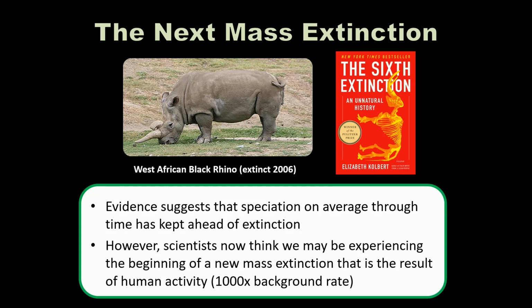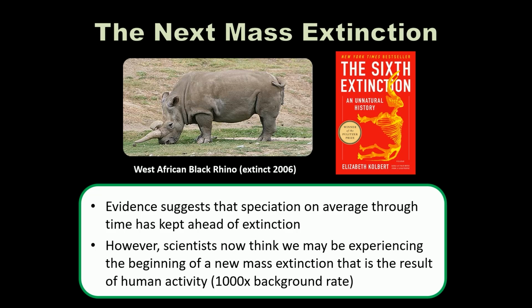Now, on each of these slides, I'm tossing in another endangered species or extinct species. This is the West African black rhino, which went extinct in 2006 from poaching and habitat destruction and all these kinds of factors. And it's not just the West African black rhino that was in danger of extinction. Many different species of rhinoceros have numbers that are frankly dwindling.